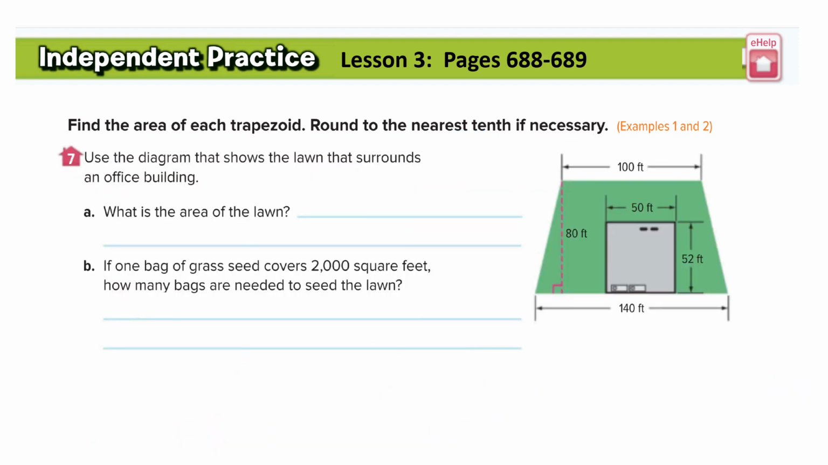Question number 7. Use the diagram that shows the lawn that surrounds an office building. What is the area of the lawn? And B, if one bag of grass seed covers 2,000 square feet, how many bags are needed to seed the lawn? All right, so the first thing we're going to need to do is find the area of the trapezoid. Okay, that's the whole trapezoid. Then we're going to have to find the area of the square and then take that out of the trapezoid. So let's say that again. Find the area of the trapezoid. Then find the area of the square. And then take the area of the square out. All right, so let's get started.